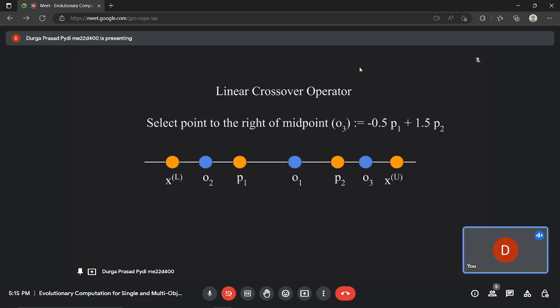Once you get these 3 points, you use their fitnesses to decide which of these 3 points you select the best 2 points. If it is a minimization, you select the minimum of these 3, or if it is a maximization, you select the maximum of these. Like you select the best 2 out of these three possibilities. That will be the output of your linear crossover operator.